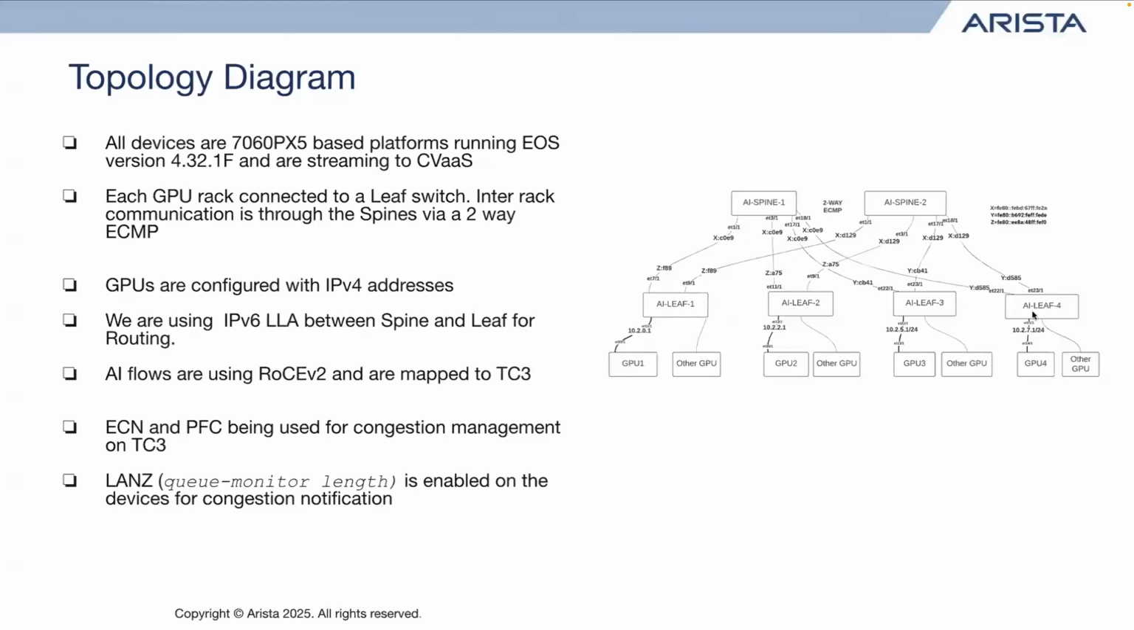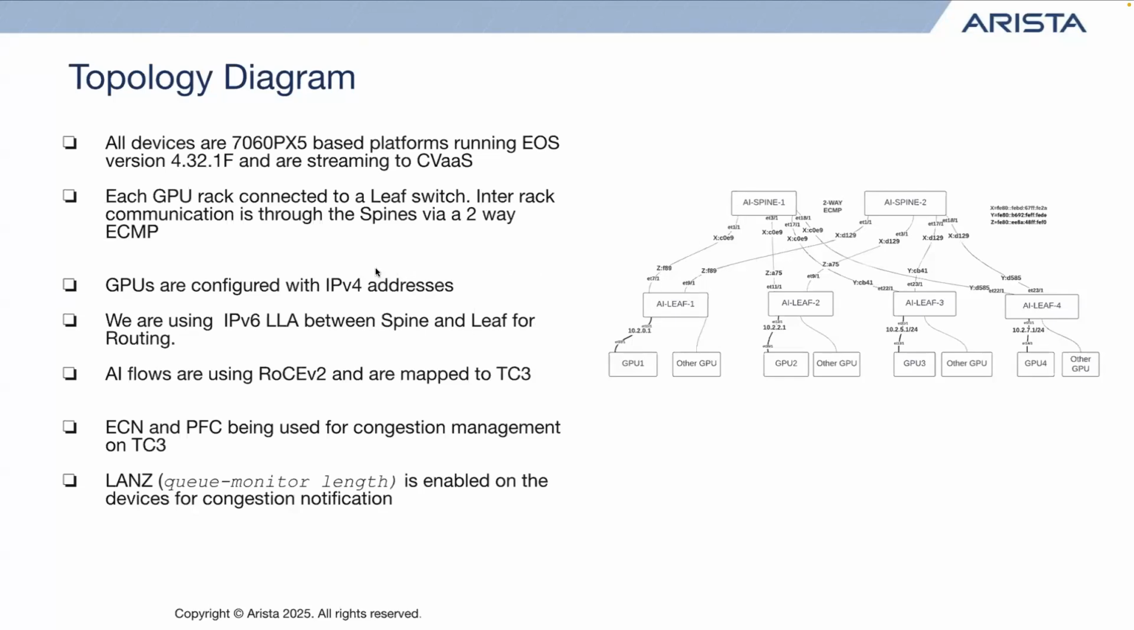We're making use of a spine and leaf topology, wherein all our devices are 7060PX5 devices running EOS version 4.32.1F. All these networking devices are streaming to CloudVision. We have 4 leaf devices: AI Leaf 1, Leaf 2, Leaf 3, and Leaf 4, and each leaf device has a GPU rack connected to it. The inter-rack communication is possible via a two-way ECMP link, that is via AI Spine 1 and AI Spine 2.